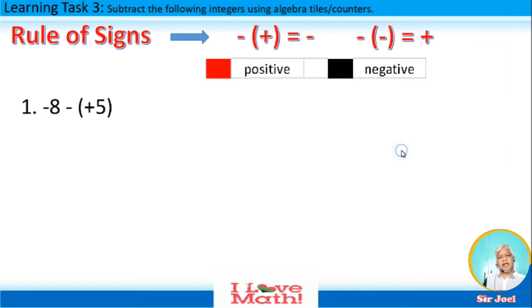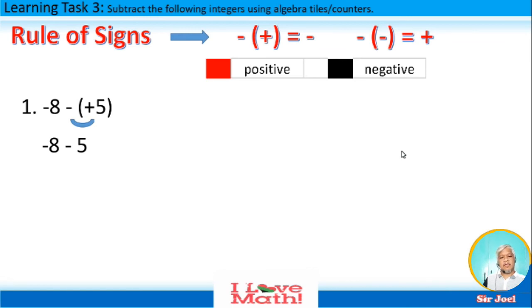Tingnan natin. Number 1. Negative 8 minus positive 5. If you look at the given, negative, di ba? Minus, tapos sinundan ng parenthesis and inside the parenthesis merong plus 5. Based on our pattern sa taas, negative, positive is what? Negative, di ba? So, ano ngayon ang magiging tanong? Kita nyo, negative, positive. It is negative 8 minus 5. Kita? So, negative 8 minus 5.